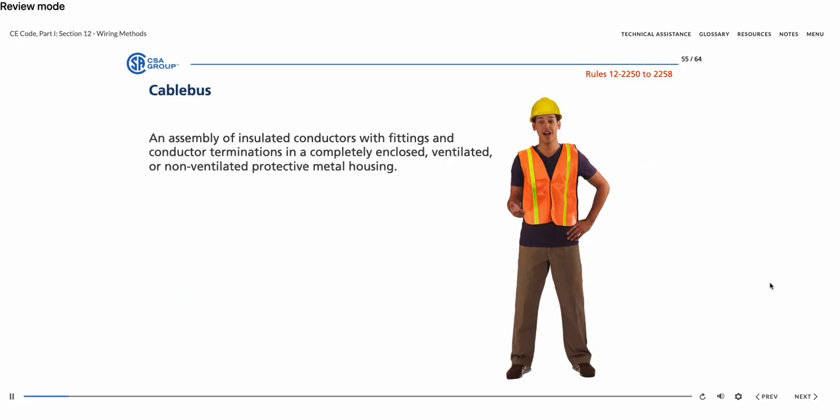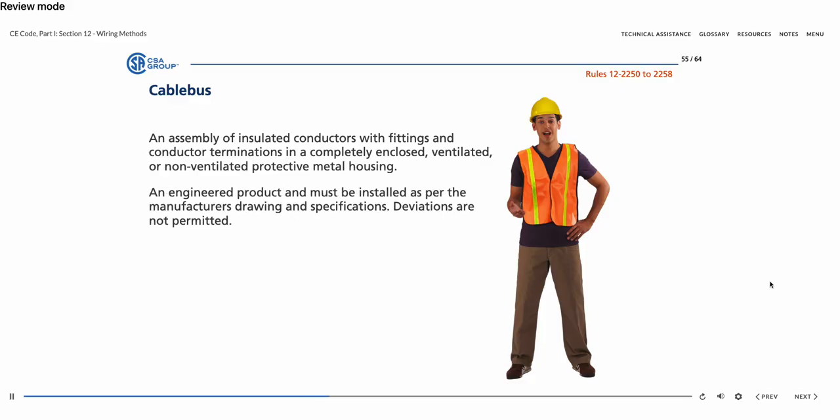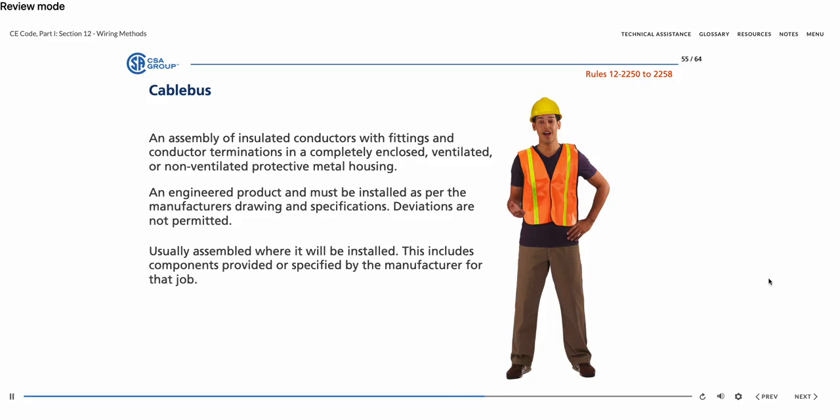Cable bus is defined by the code as an assembly of insulated conductors with fittings and conductor terminations in a completely enclosed, ventilated, or non-ventilated protective metal housing. It is an engineered product and must be installed as per the manufacturer's drawing and specifications. Deviations are not permitted. Cable bus is usually assembled where it will be installed. This includes components provided or specified by the manufacturer for that job.